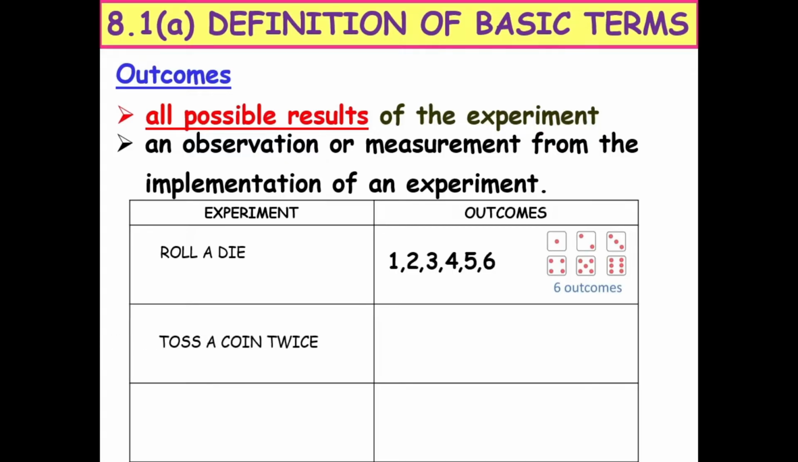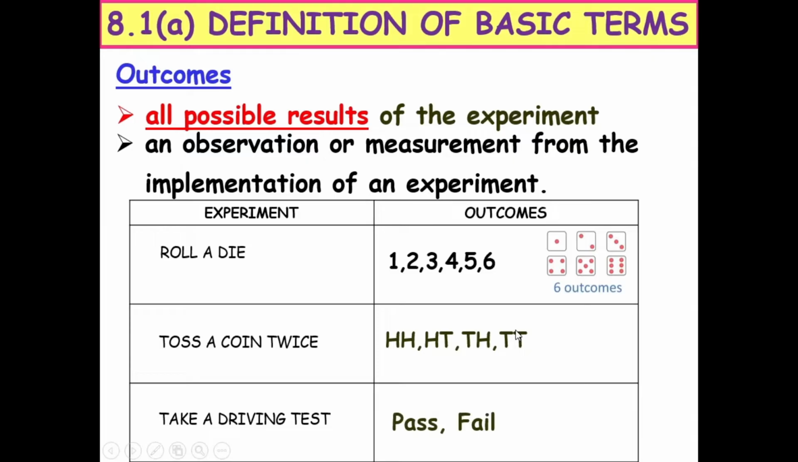The outcomes for tossing a coin twice: you could get a head from the first toss and a head from the second toss, or you can get a head from the first toss and a tail for the second toss, or you can get a tail for the first toss and a head for the second toss, or you can get tails for both tosses. For the next example, when you take a driving test, the outcomes are that you can possibly fail or pass the test.